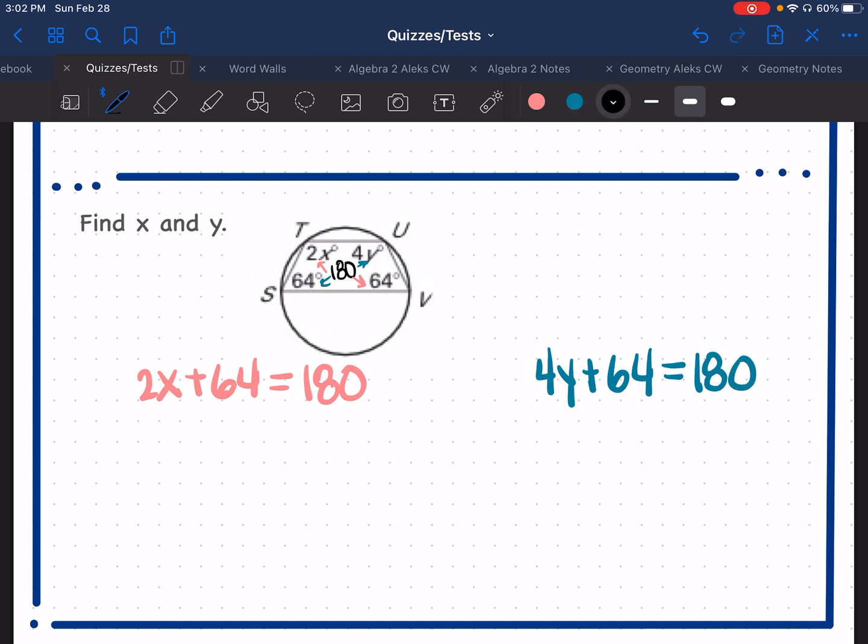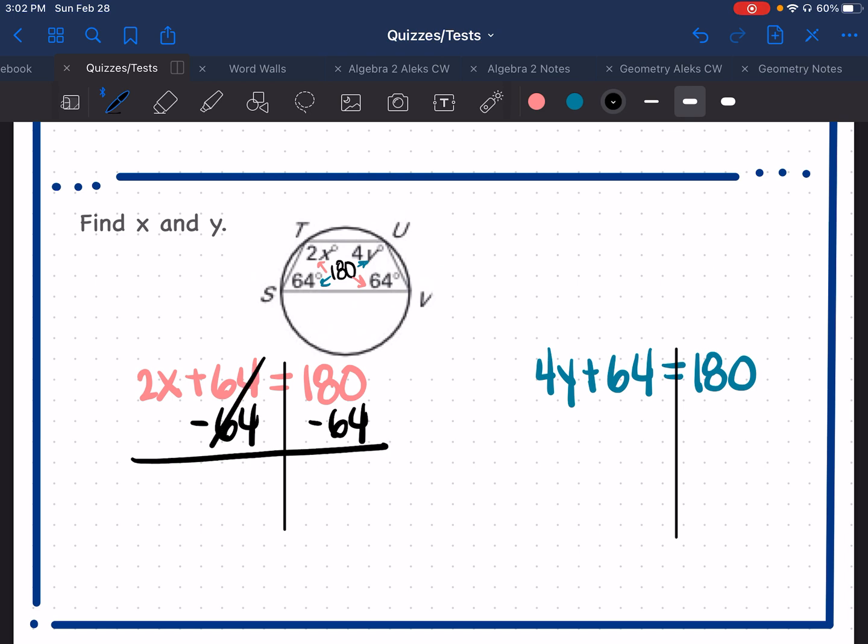So here are my two equations to solve. I'm just going to solve each one, solve for x and then solve for y. So let me go ahead and get these ready. There we go. So I'm going to go ahead and subtract 64. And then I'm going to go ahead and divide that by 2. So 180 minus 64 is 116. I'm going to divide that by 2. 58.